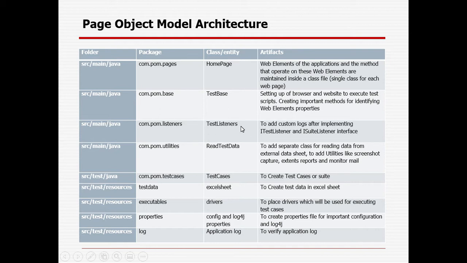And in the listener package, we will create the class. It can be a test listener to add custom logs after implementing the ITestListener and ISuiteListener interfaces. So if I want to generate some custom log with the help of these two listener interfaces, we'll also add one class for the test listener. Then we need to create a utilities package under the src/main/java folder, where we will create separate classes for reading external test data.